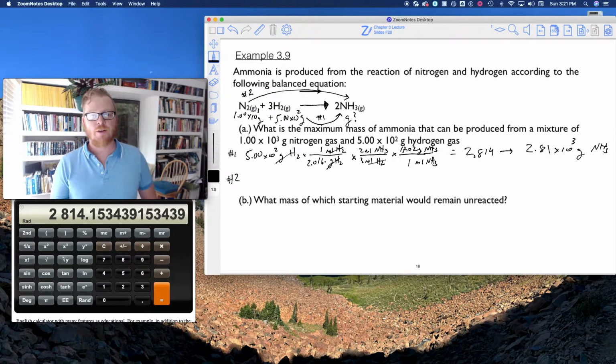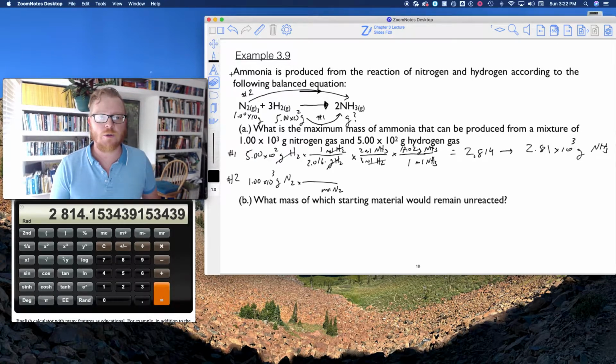Okay, so now let's do number 2. So we started with the hydrogen, now let's start with the nitrogen. Okay, so now we're going to say 1.00 times 10 to the 3 grams of nitrogen. And I know I need to go moles of nitrogen. Oops. Nope, I don't need to do that. I need to stick with the same unit, right?